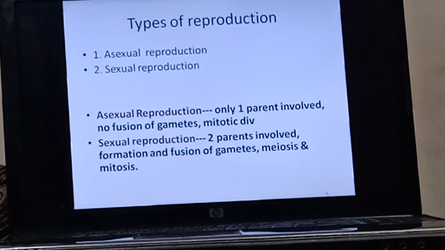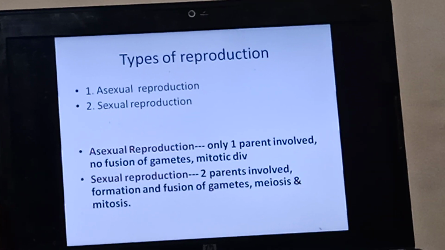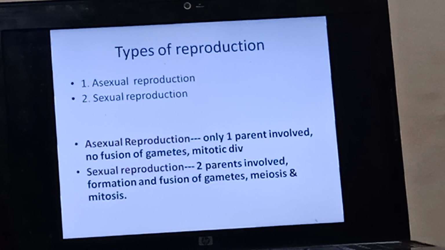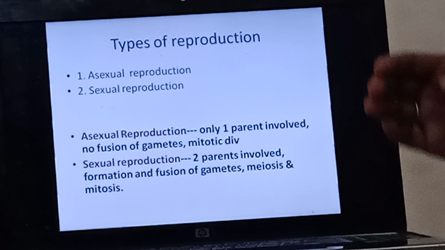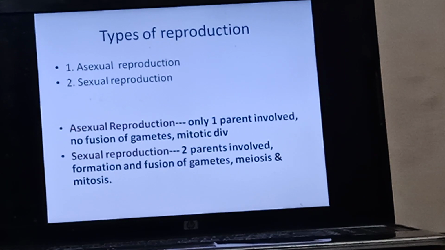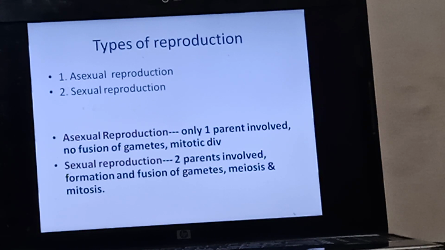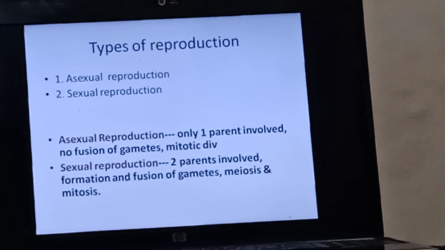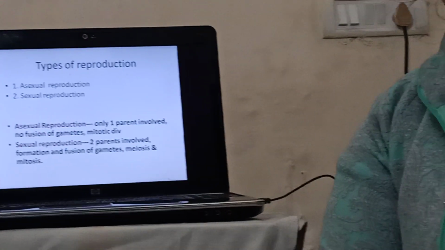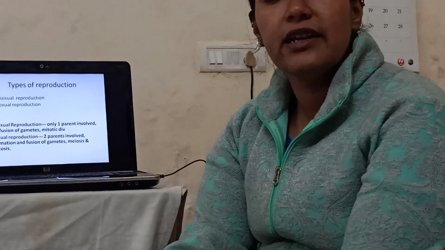Now we will study the types of reproduction. Firstly, asexual reproduction and sexual reproduction. Firstly, we will study asexual reproduction. In asexual reproduction, only one parent is involved. If the male is involved, then the female will not be involved. If the female is involved, then no male will be involved. In this, there is no fusion of gametes.